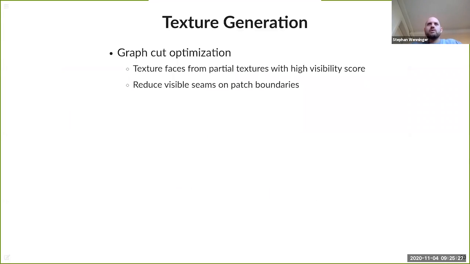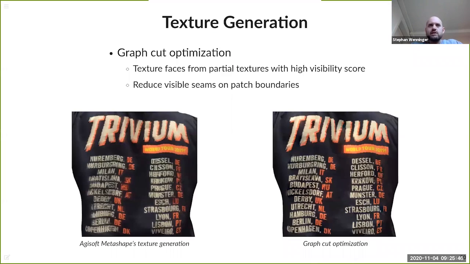And we use graph cut optimization in order to stitch these partial textures together. This optimization basically tries to fulfill two objectives. It textures faces from partial textures which had a high visibility score. And the second objective is to reduce visible seams on patch boundaries. And you can see the result here. On the left-hand side, this is Agisoft Metashape's texture generation process, where you can see that the letters on the shirt are really blurry and there are a lot of seams in between the textures. And on the right-hand side, you see the graph cut optimization, where now the letters are clearly readable and generally the texture is more sharp.